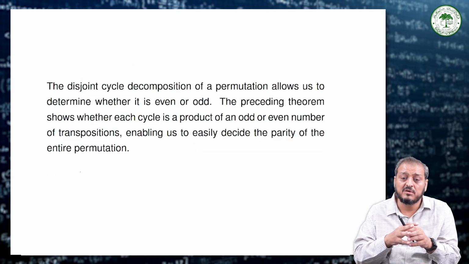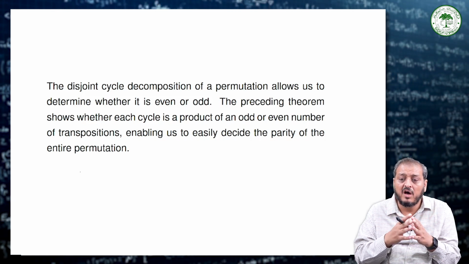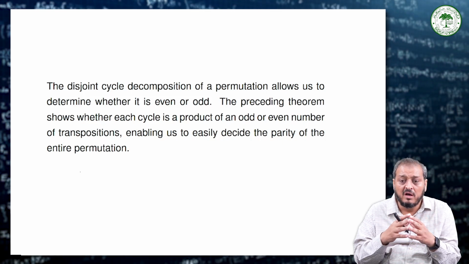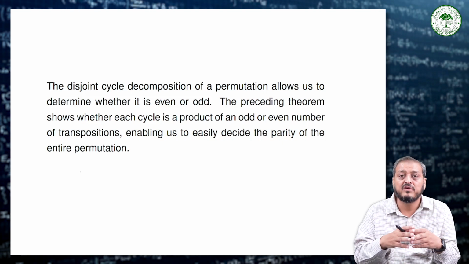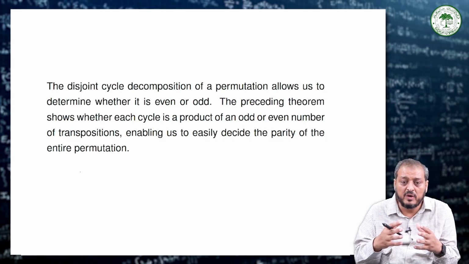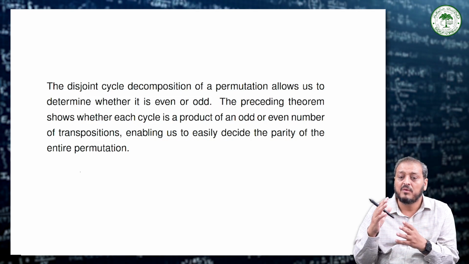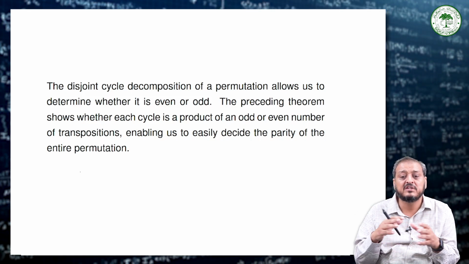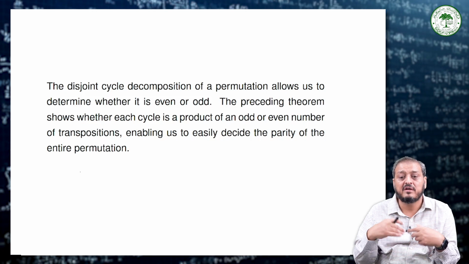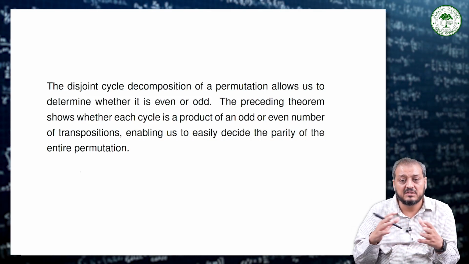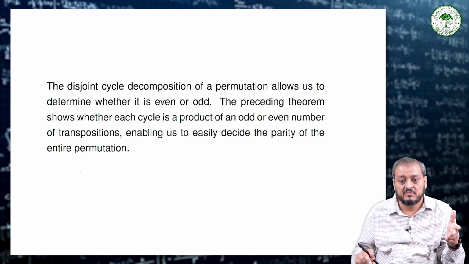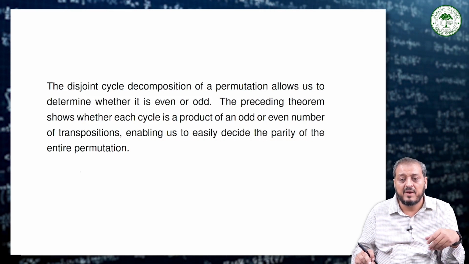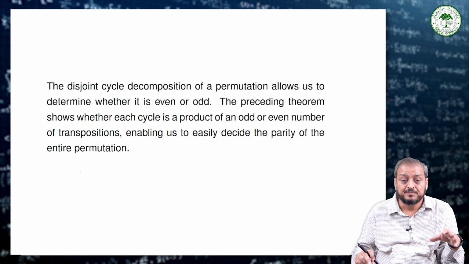The disjoint cycle decomposition of a permutation allows us to determine whether it is even or odd. The preceding theorem shows whether each cycle is a product of an odd or even number of transpositions, and so we can easily decide the parity of the entire permutation.